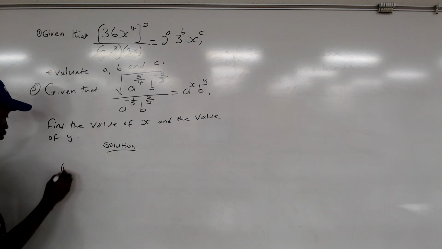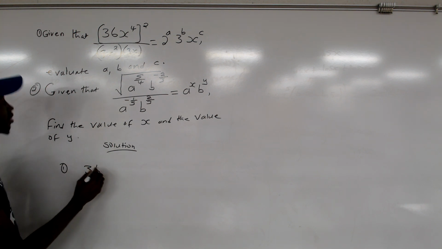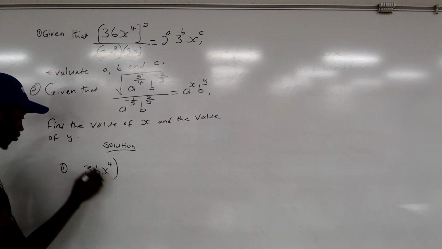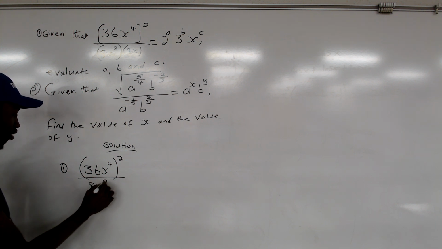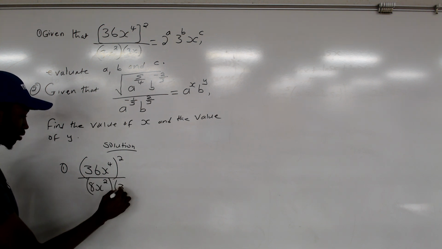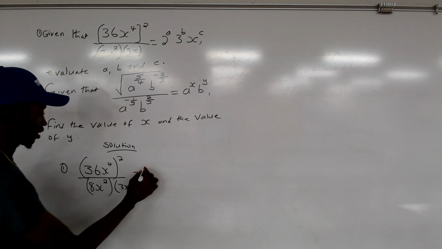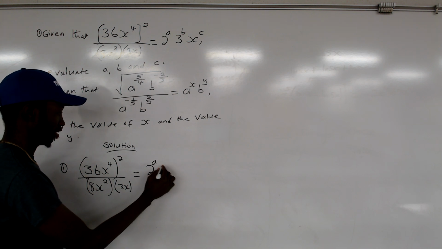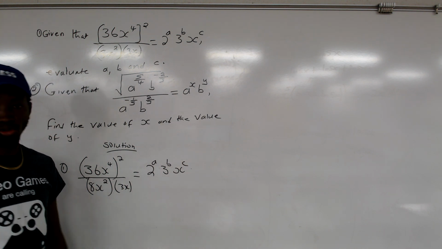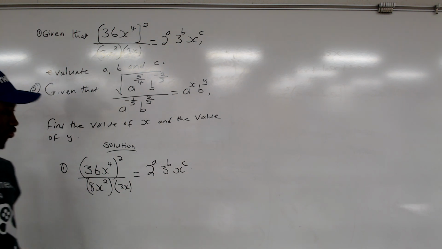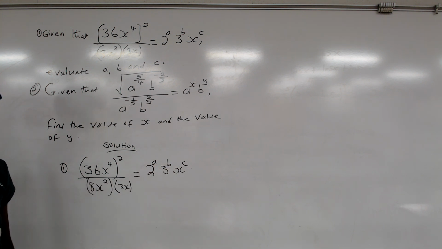If we start with question 1, we are given 36x raised to the power 4 all raised to the power 2 divided by 8x squared and multiplied by 3x. All this left-hand side equals 2 raised to the power a multiplied by 3 raised to the power b multiplied by x raised to the power c. So we are asked to figure out the values of a, b, and c. So we have simply the exponential question, and there are certain steps we must use to have the final result.